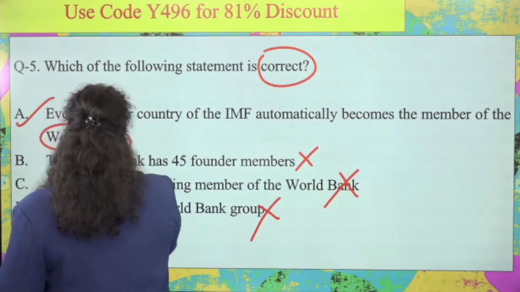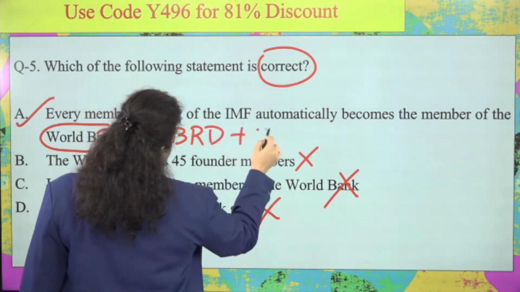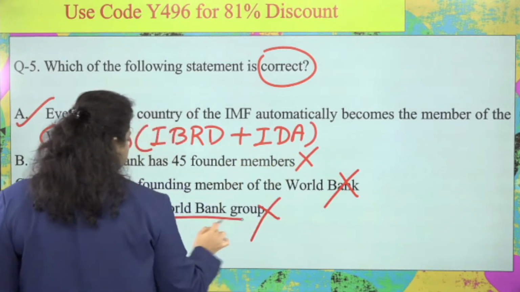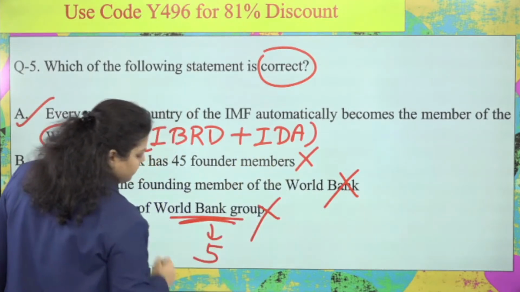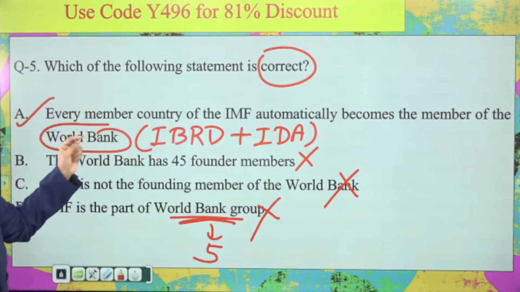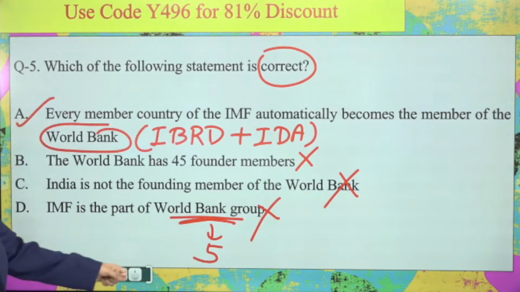When we talk about the World Bank, we consider the IBRD and IDA here. When you talk about the World Bank Group, then the five institutions will be counted. But if you're talking about only the World Bank, it represents the IBRD and IDA. And every country that becomes a member of the IMF automatically becomes a member of the IBRD and IDA. So the correct statement is option A.